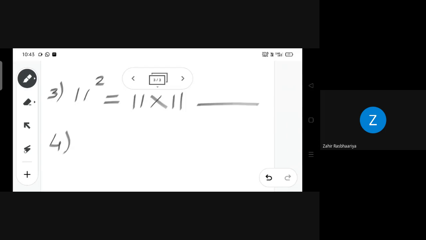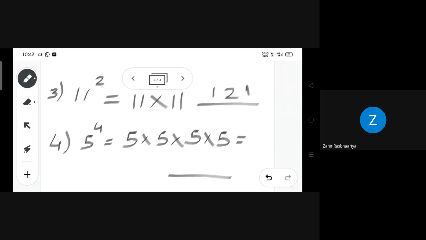So we'll be moving on to question number three. I'll do it here. There is no need for you to do it as homework. 11 to power 2 can be written as 11 multiplied by 11, which is 121. Second one is 5 to power 4. This can be written as 5 multiplied by 5 multiplied by 5 multiplied by 5. Sir, in the third one the answer is 121 and in the fourth one the answer is 625. 625. Okay. Write it down, all of you.